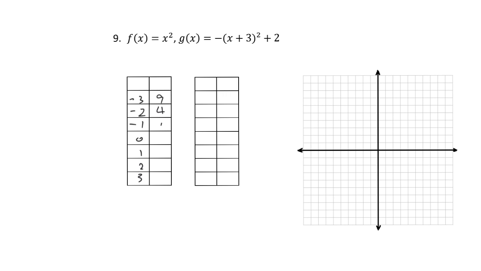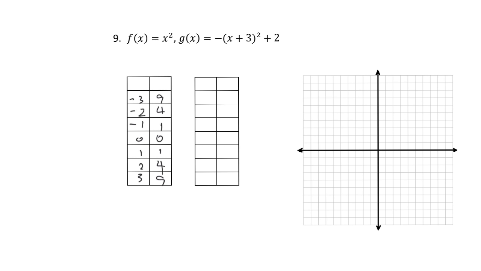9, 4, 1, 0, 1, 4, 9. You'll have those memorized soon if you don't already, because we will be doing these a lot. And then the new function is negative outside of the brackets, and then (x plus 3) all squared plus 2.